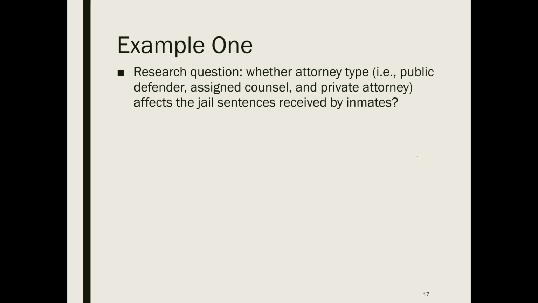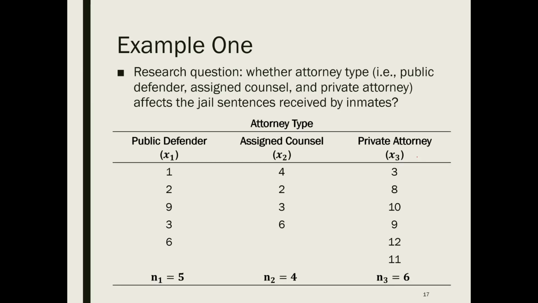The first example asks a research question: whether attorney type, public defender, assigned counsel, or private attorney, affects the jail sentences received by the inmates. So you can see the table looks like this one. The dependent variable will be the jail sentence, right? The time, or how many months they are going to stay in jail. And the independent variable will be attorney type. It has three values: public defender, assigned counsel, and private attorney.